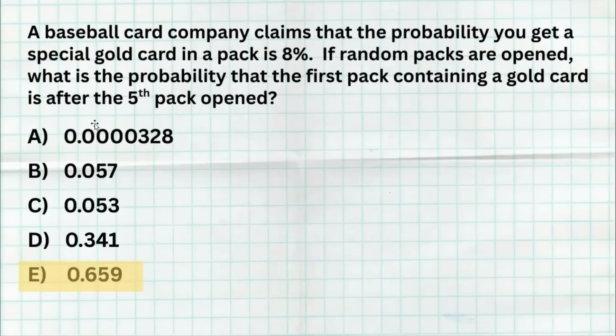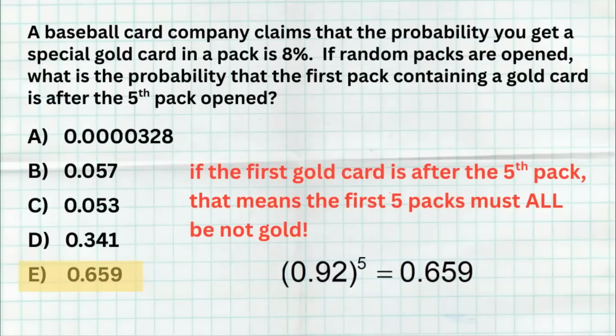Now, a lot of kids will sit there and try to do all this math to try to figure this problem out. It's actually really, really simple. Here's the deal. If we want the first gold card to be after the 5th pack, that means the 1st, 2nd, 3rd, 4th, and 5th pack must all be failures. So really, that's it. If the first gold card is after the 5th pack, the first 5 must all not be gold. Now, if gold is 8%, not gold is 0.92. So that'd be 0.92 raised to the 5th or 0.659.